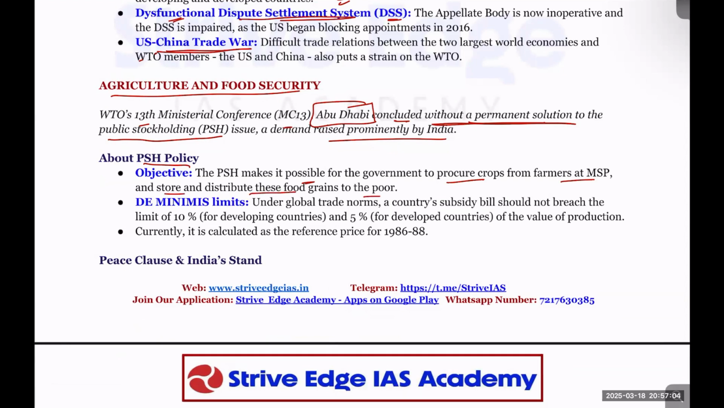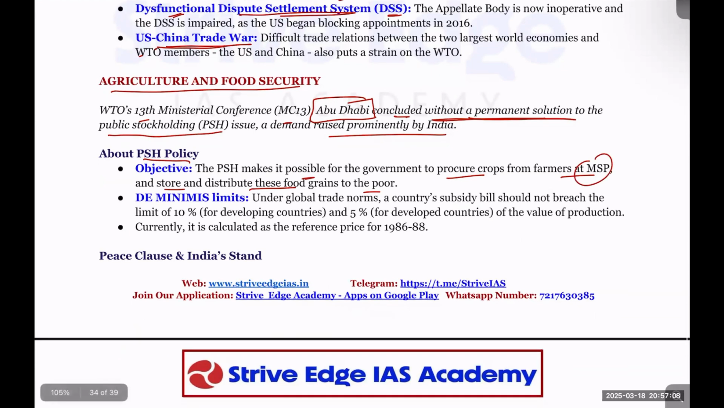What actually does India do? India procures the food grains at MSP and then it stores them as a buffer to be given to the poor people. Under the public distribution system, PDS.